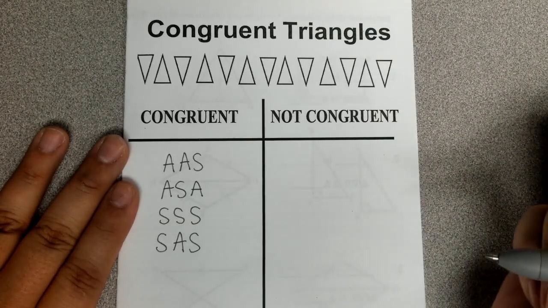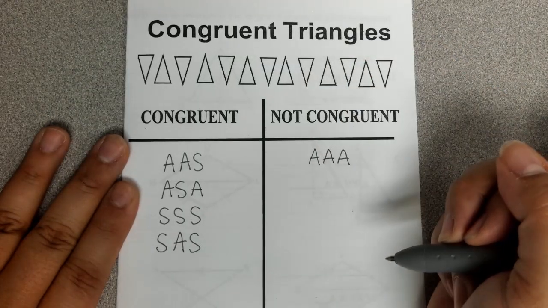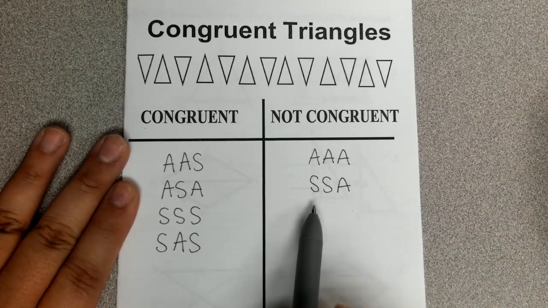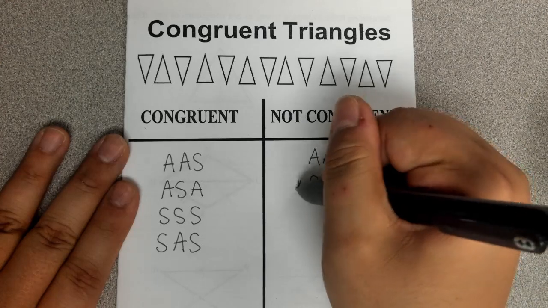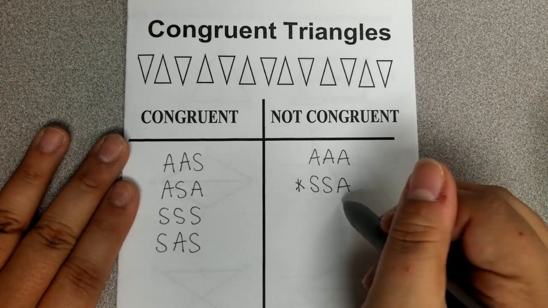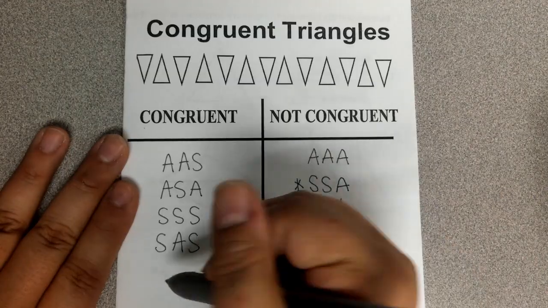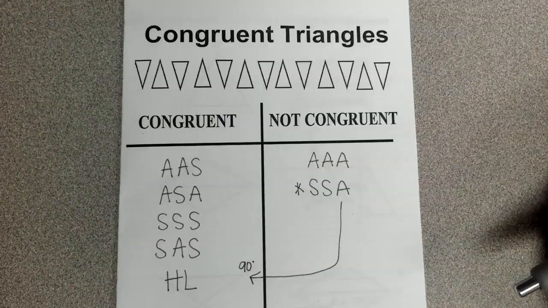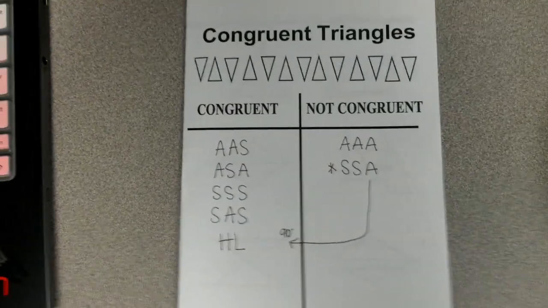Which ones are not congruent? AAA and the bad word. You could write that as ASS and that would be fine. However, why is the bad word special? Because if the angle is 90 degrees, then what? It's HL. So now I am going to show you how we are going to apply this to the problems.